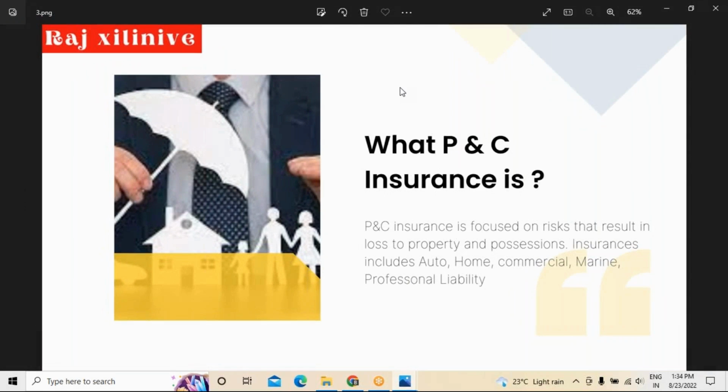As you are all well aware, the insurance industry and insurance market is booming nowadays, and its prominence has increased a lot. Hence, the course I am going to introduce now relates to P&C insurance. We have regular insurances, like general insurance, health insurance, all that. Different types of insurances we have.